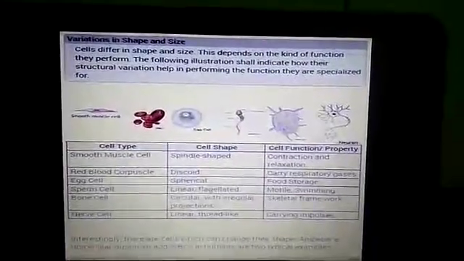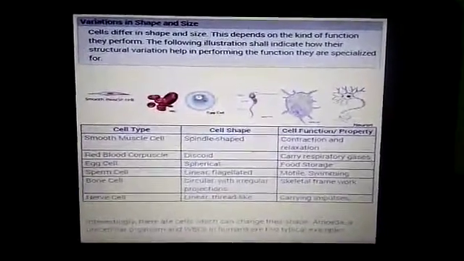Variations in shape and size will be discussed in the next class.